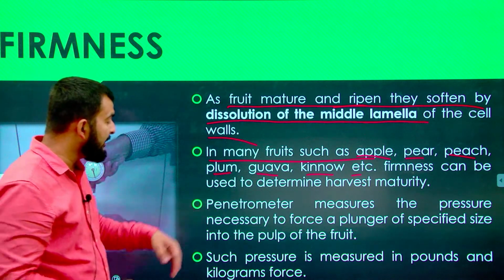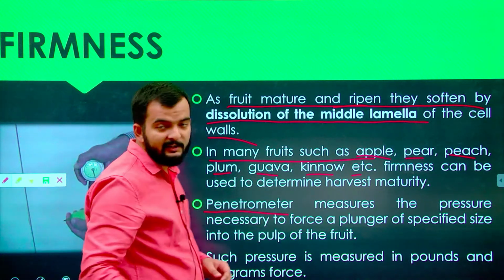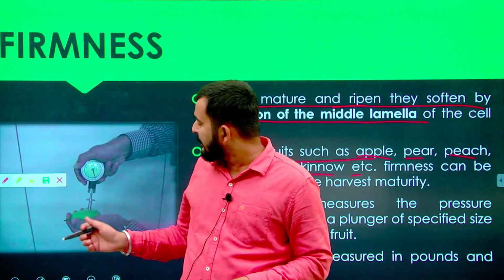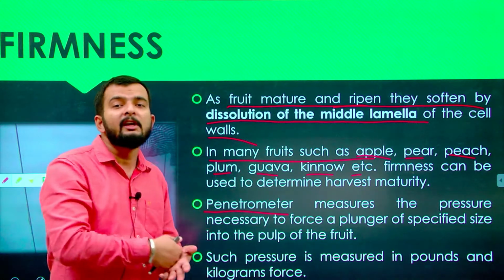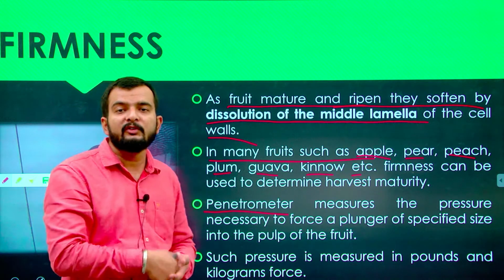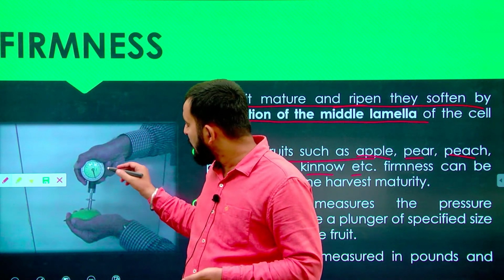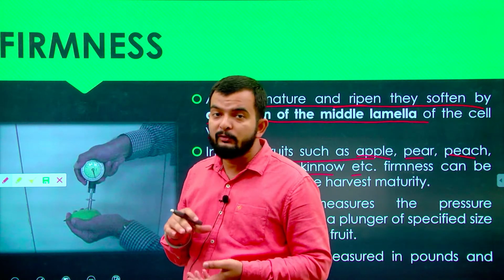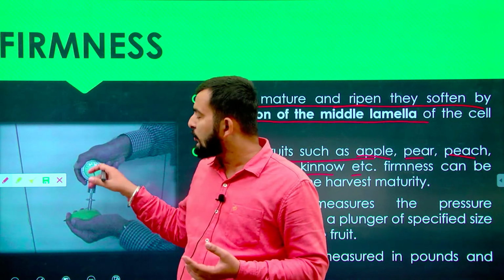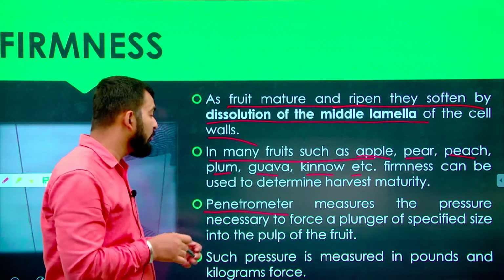Okay, now the penetrometer, you can see here in this figure. So this is your penetrometer. You can punch it through the cell wall in order to see how much force is required to punch it through, and that will give you a particular value of the force. So based on that force you can quantify the firmness of your fruits.